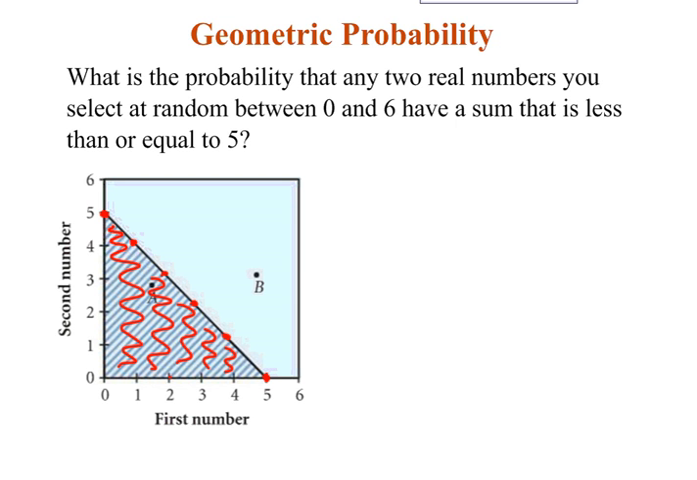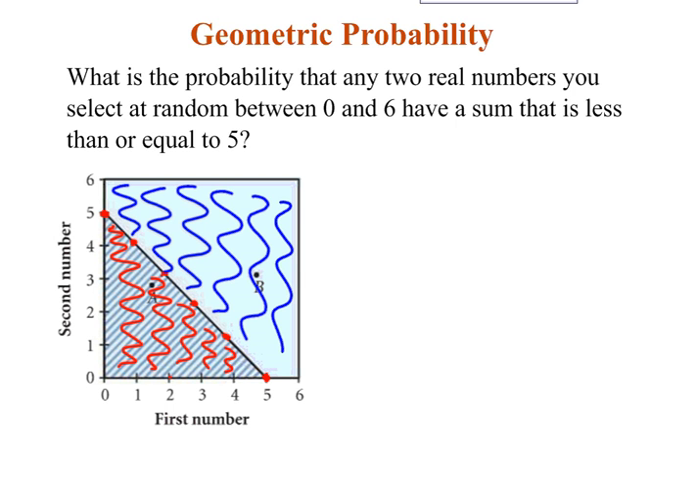But what about the other part of the graph? Well, everything in this area of the graph would give us a sum that is greater than 5, but still would only include numbers between 0 and 6. For example, they have this point B right here. That point B looks like it's the point (5, 3). Well, 5 plus 3 is 8, right? That's greater than 5.